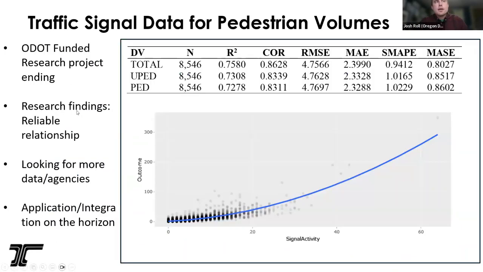We even applied the Utah models to Oregon data and the Oregon models to the Utah data, and there are very similar outcomes, suggesting that there's pretty good temporal stability in these models and even spatial transferability. And so we're moving forward with some data integration and some data use.